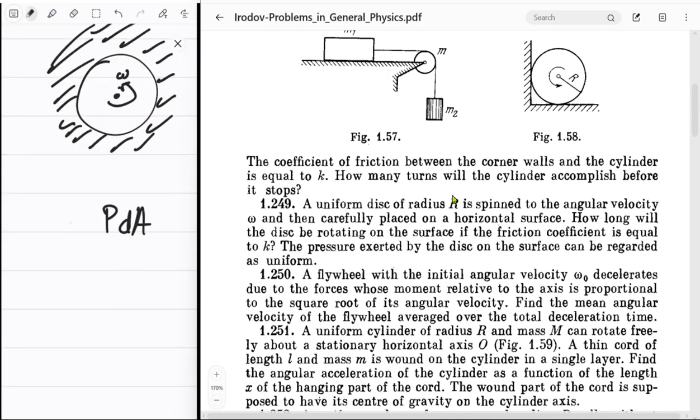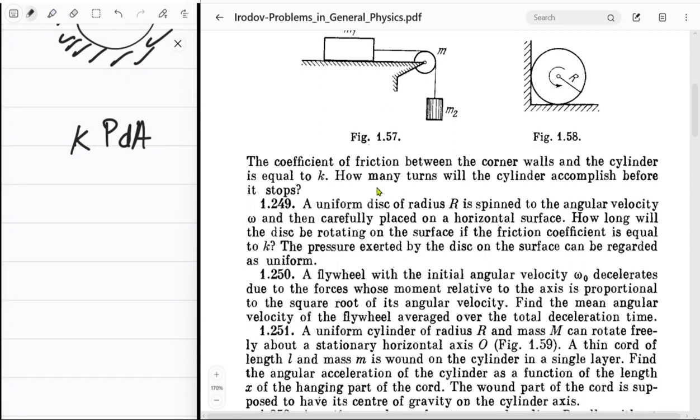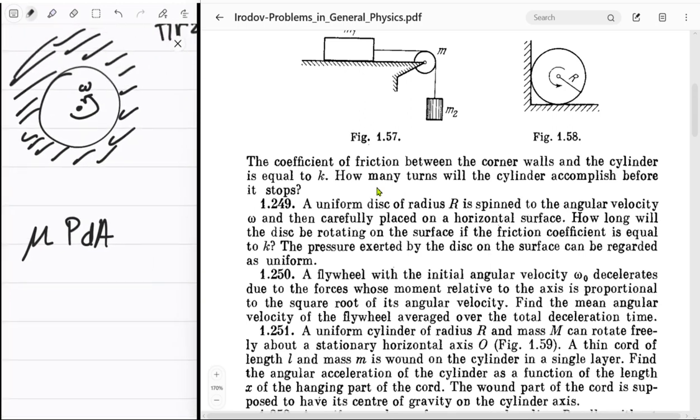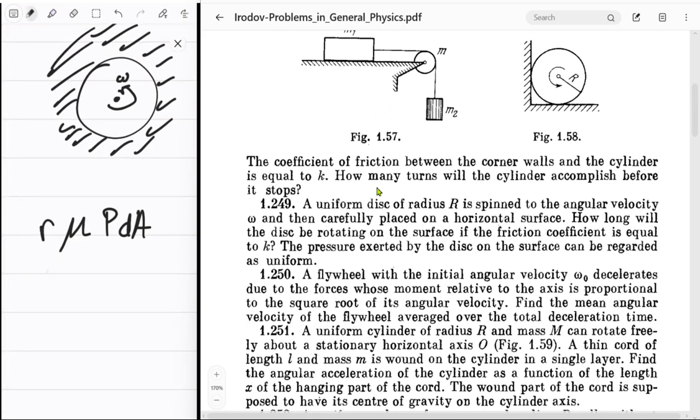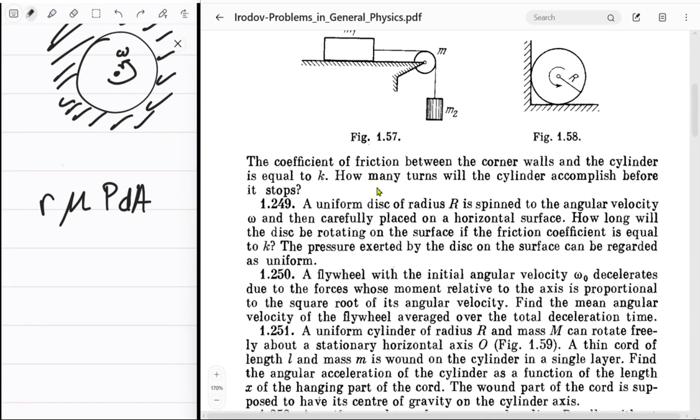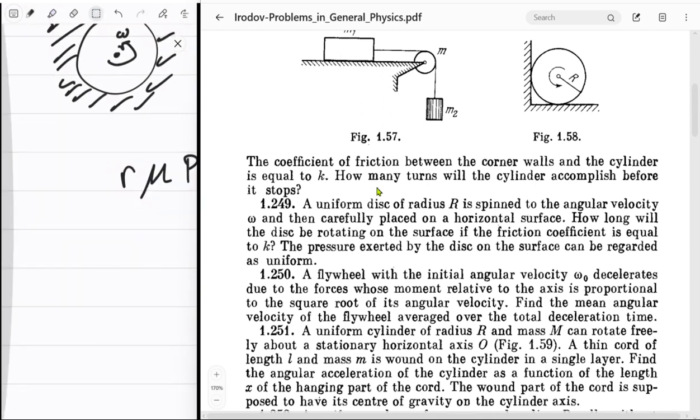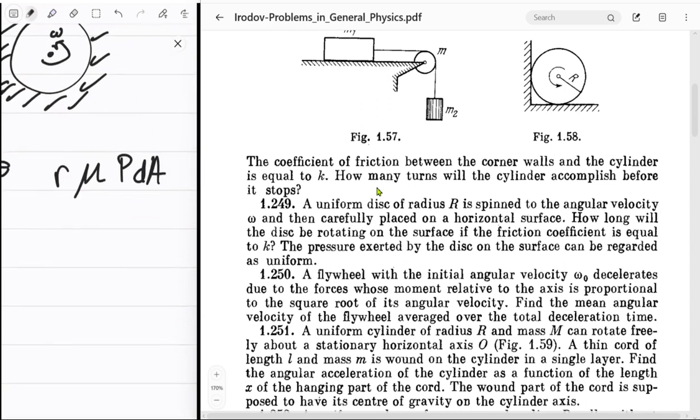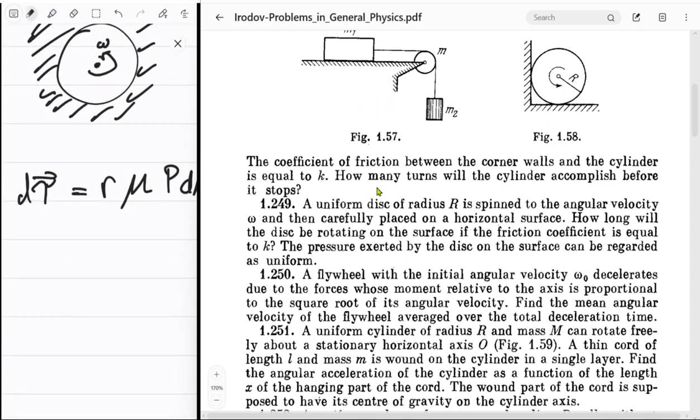The coefficient of friction, which they are, I think, calling K, right? Over here it was K as well, so I should have written K. But let's not use K. Let's use mu because that's what I'm using all the time. So mu PdA, that's the friction, and it's at distance r. So r times that, and it's actually going in that direction. There we go, you got the d tau. So d tau is just this thing. Is that right? I think so.